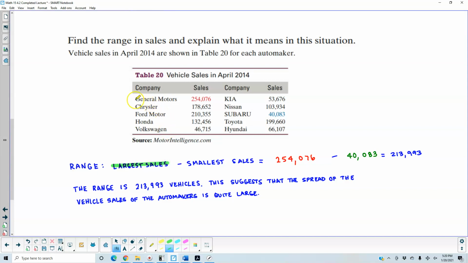is represented by General Motors at 254,076. And then we're going to subtract the smallest, which is Subaru at 40,083. So when we subtract those amounts, we get 213,993. So what does it mean in this situation? It means that the range is 213,993 vehicles. This suggests that the spread of the vehicle sales of the automakers is quite large.